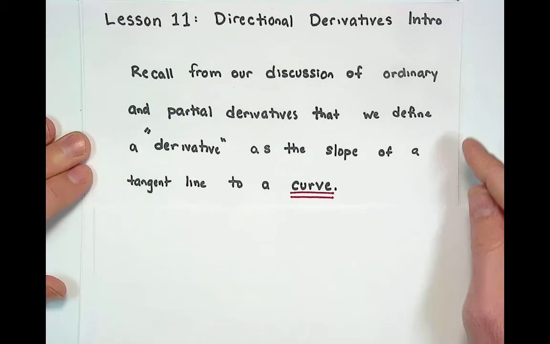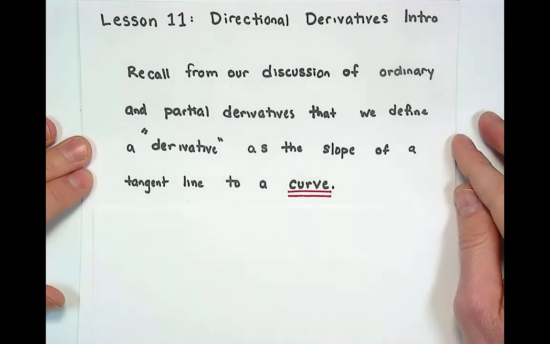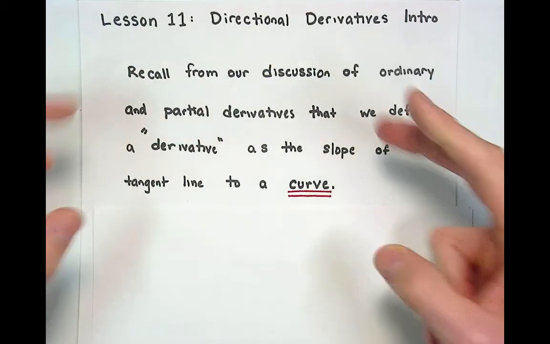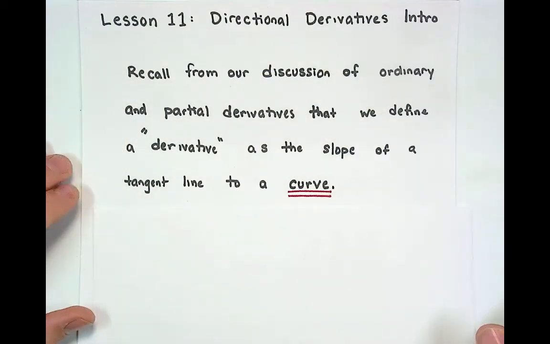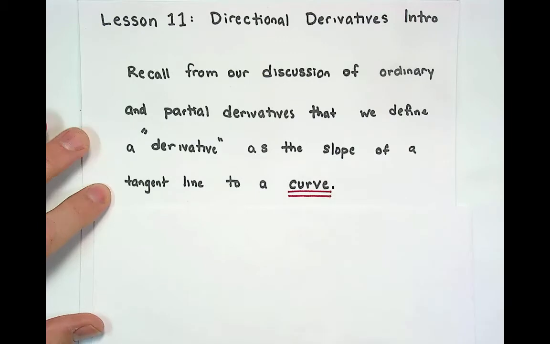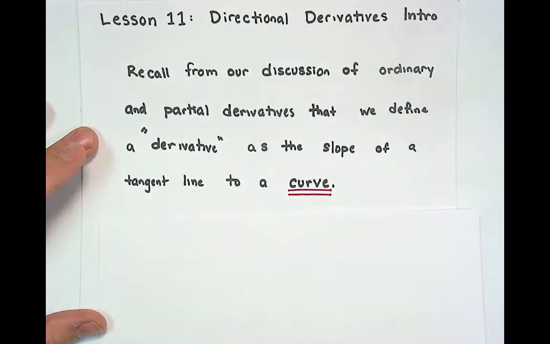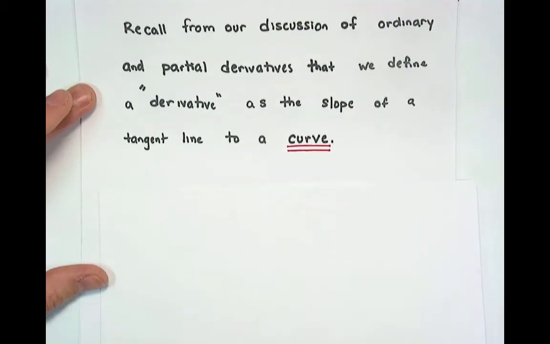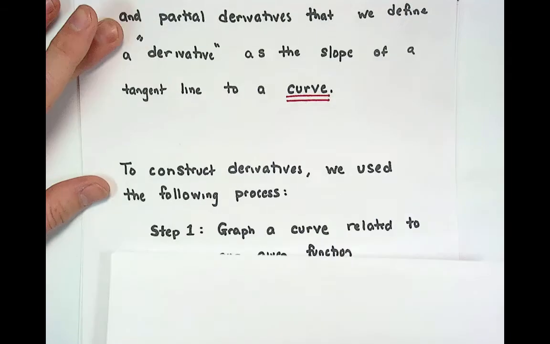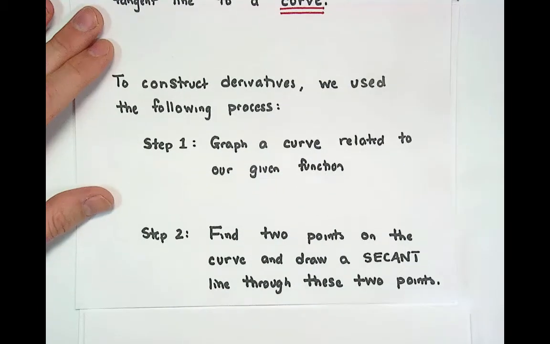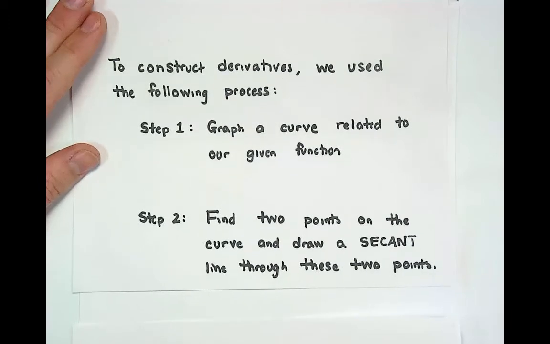Recall from our discussion of both ordinary and partial derivatives that we define a derivative as the slope of a tangent line to some curve. Curve is really important because the way that we define the curve matters in our interpretation of the derivative graphically. Remember that in order to construct a derivative, we used a 5-step process.